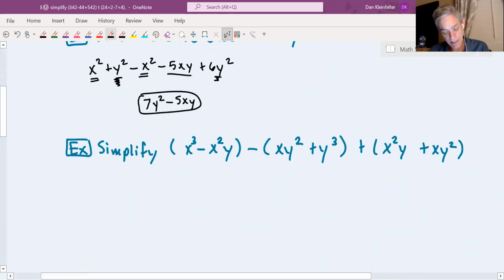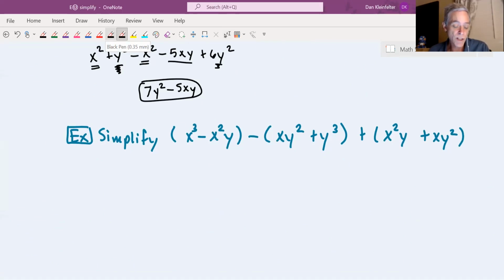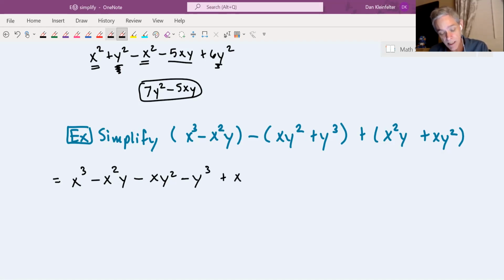Okay, last example here. This one, there's a couple things going on. We have three different binomials here. There's first a subtraction and then an addition. So first, let me rewrite this, eliminating all those parentheses. We'll be distributing negatives where necessary. So we start off x cubed minus x squared y. Now minus xy squared minus y cubed plus x squared y plus xy squared.